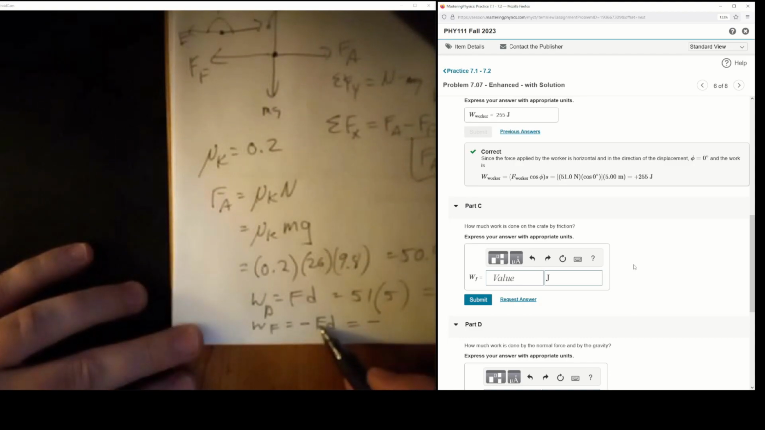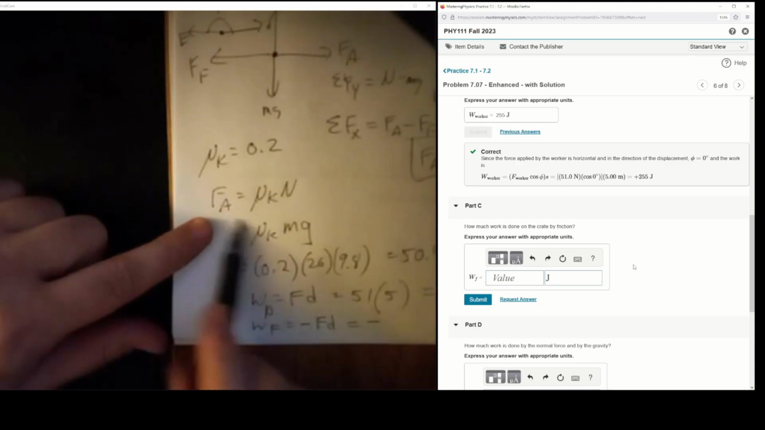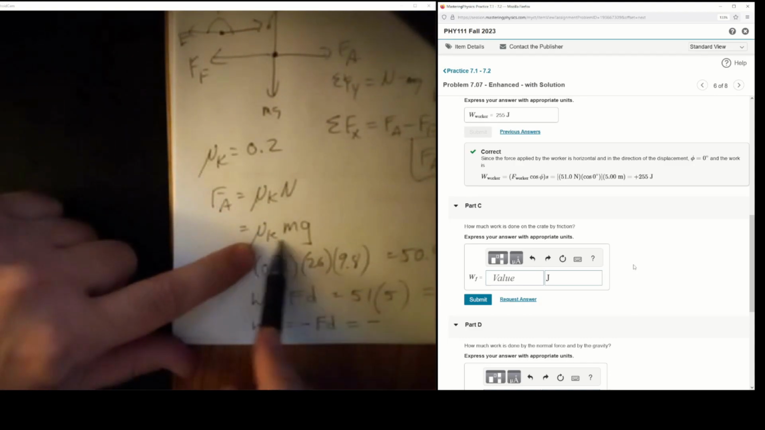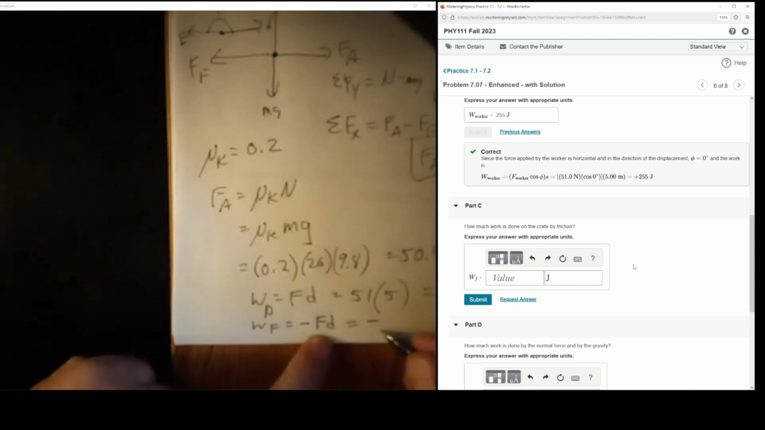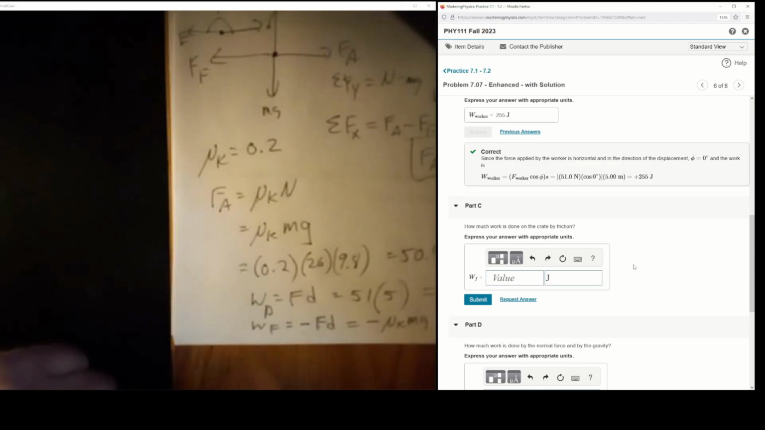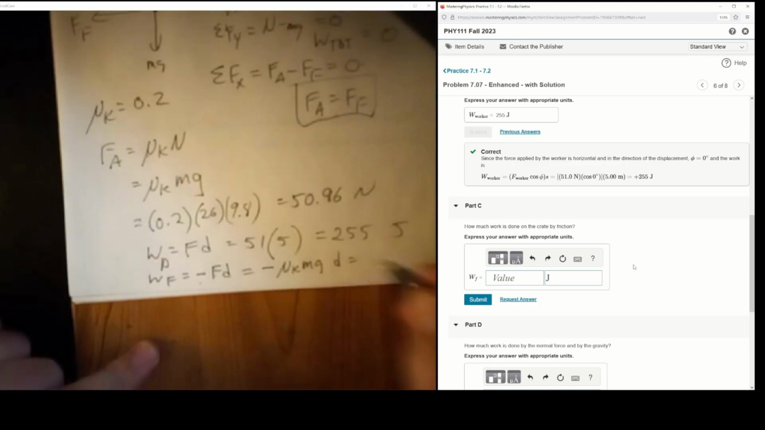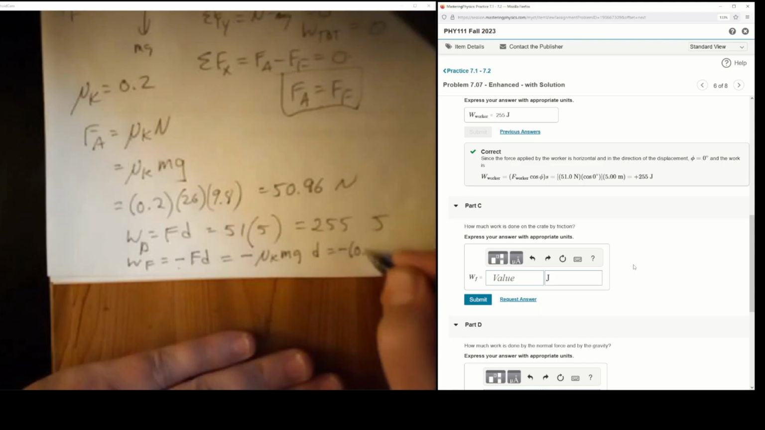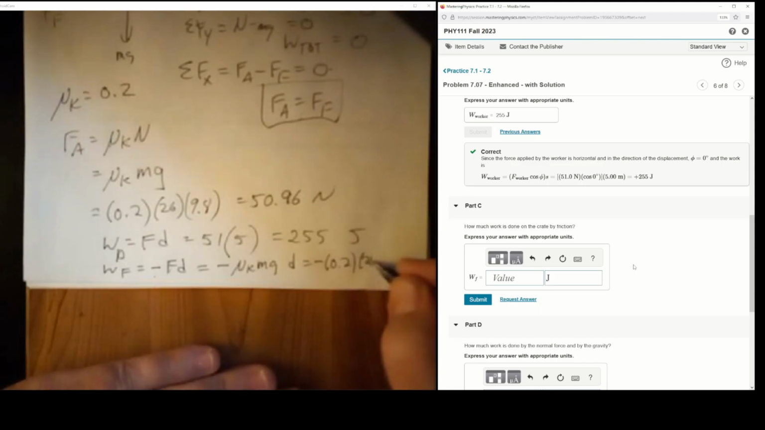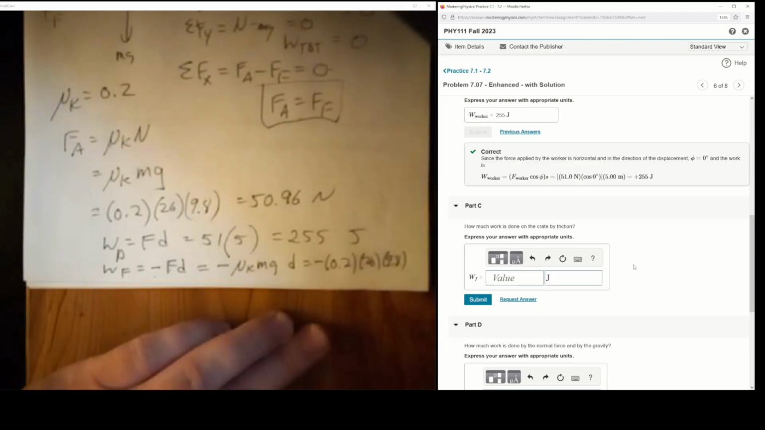The force of friction, we know from right here, is mu k mg. That is the force of friction. And then times our distance traveled. And these are all numbers we know. This is minus 0.2, the mass 26, g 9.8, and our distance traveled is 5.